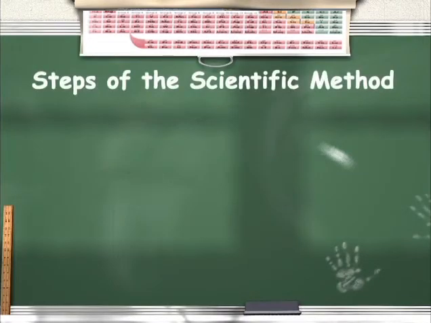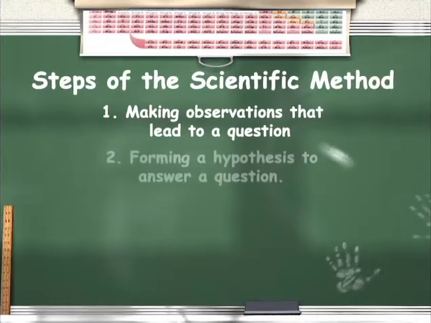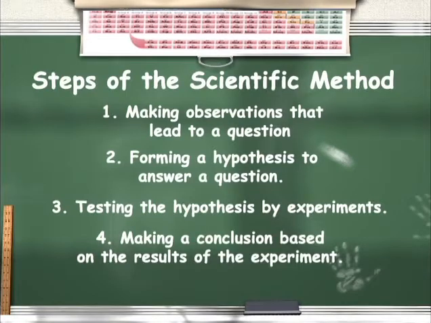Here are the steps of the scientific method. We will discuss each step later. Number 1, making observations that lead to a question. Number 2, forming a hypothesis to answer the question. 3, testing the hypothesis by experiments. And 4, making a conclusion based on the results of the experiment.